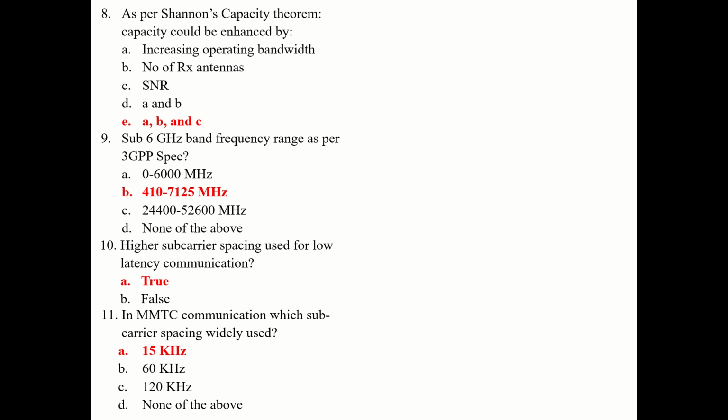Next is in mMTC, which subcarrier spacing is widely used? It is 15. In mMTC you mostly would not require a higher data rate. In some applications it may be required, but most applications will not require a very high data rate, for example smart grid and other things. You can't afford to give them very high data rate. So that's why 15 kilohertz is most widely used.